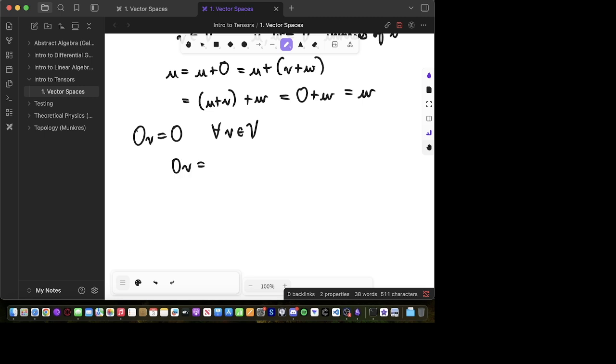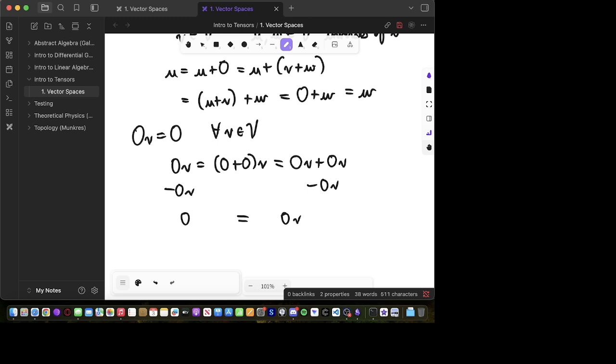0 times v equals 0 plus 0 times v. We're using field properties here, and by distributivity, 0v plus 0v. And then if we subtract 0v, or if we take the inverse of 0v and add it to both sides, we get 0 equals 0 times v. And that's our desired expression.